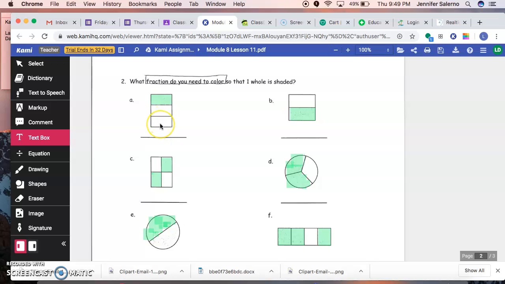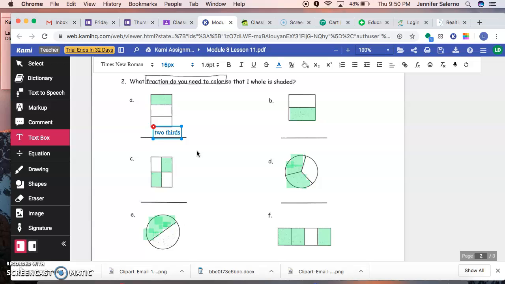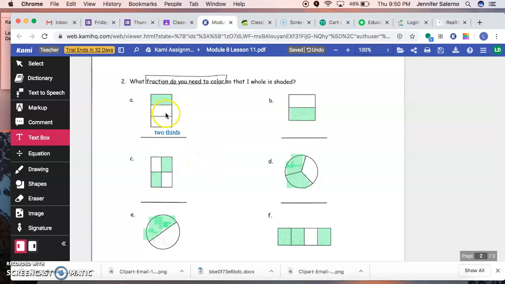So when I look at this now, I'm technically looking at what is not shaded in order for me to get my answer. So I see that 1, 2 parts are not shaded. So I would need to color in 2 thirds, okay? Because if I colored in 2/3, then that would give me one whole because everything would be shaded, okay?